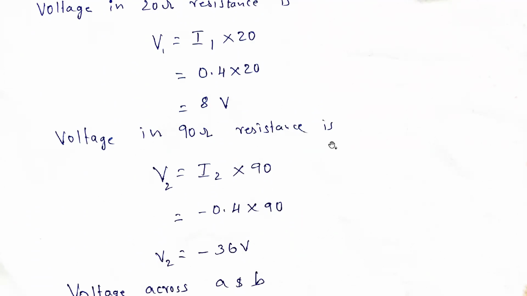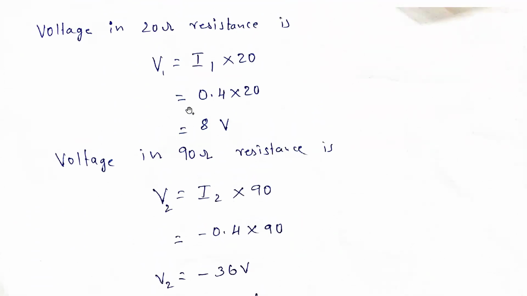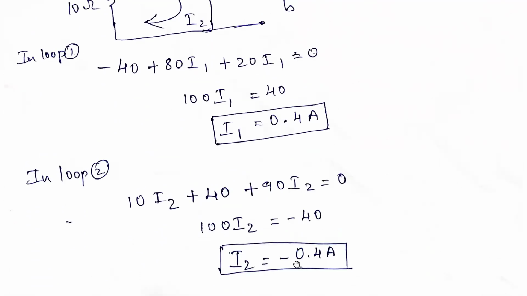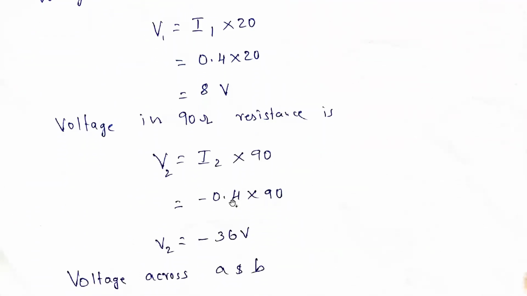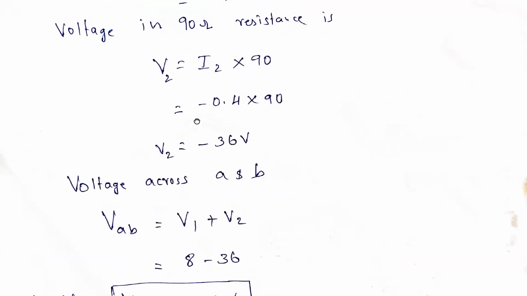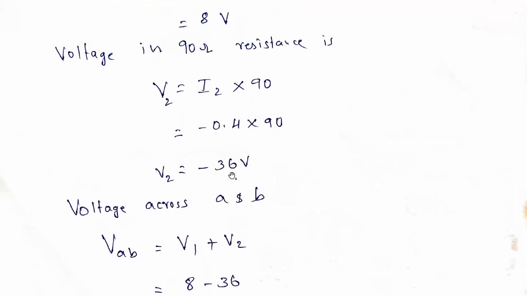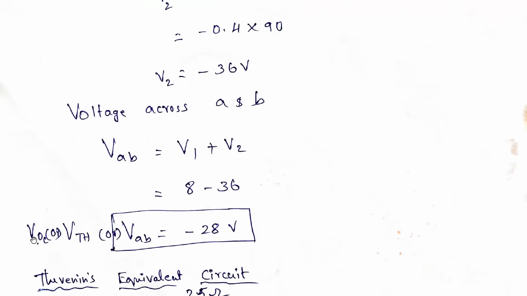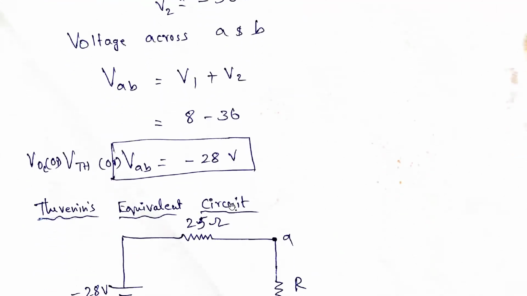Similarly, the voltage in the 90 ohm resistance is V2 is equal to I2 into 90. I2 we got from the previous calculation as minus 0.4 amperes. Substituting here into 90, we got V2 as minus 36 volts. Now we need to find out the voltage across this point A and B. That is nothing but VAB, that is V1 plus V2. So 8 plus minus 36 is minus 28 volts. That is VOC or Thevenin voltage, VAB, which is minus 28 volts.